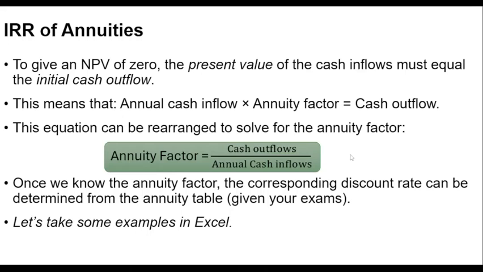All right. So for perpetuity, simply pick the cash inflows and divide it by the initial investment. For annuity, what are you calculating? The IRR. Remember, IRR is a percentage value. So annuity factor is calculated by taking the cash outflows and dividing by the annual cash inflows. Once we know the annuity factor, the corresponding discount rate can be determined from the annuity table, which is usually given in your exams. So let's go to Excel and see some of the issues that we can see when it comes to calculating the IRR of annuities.